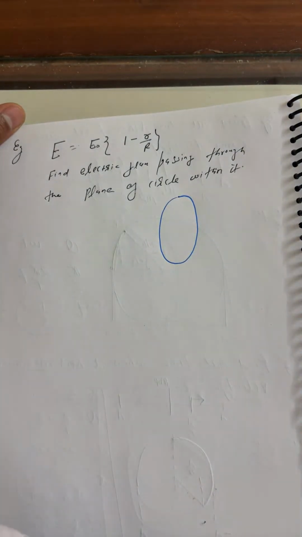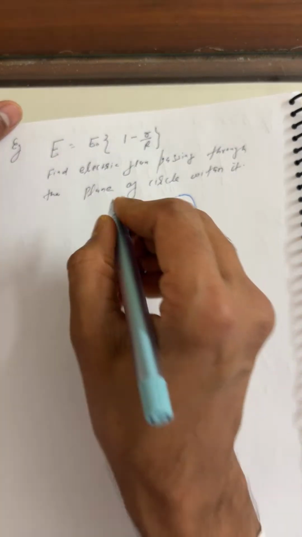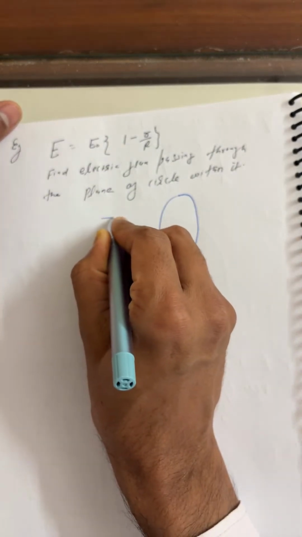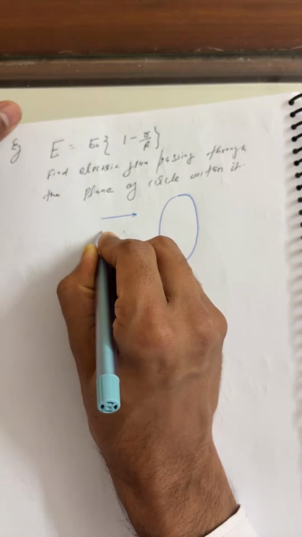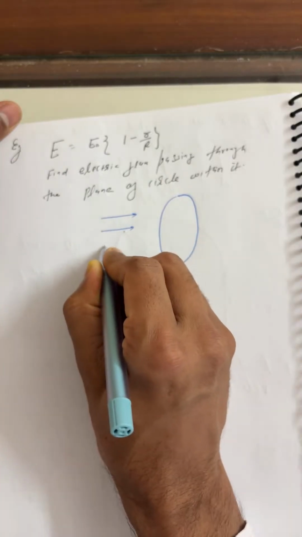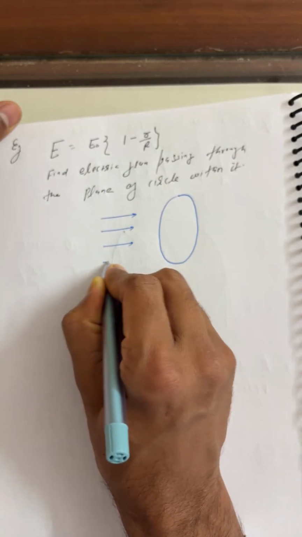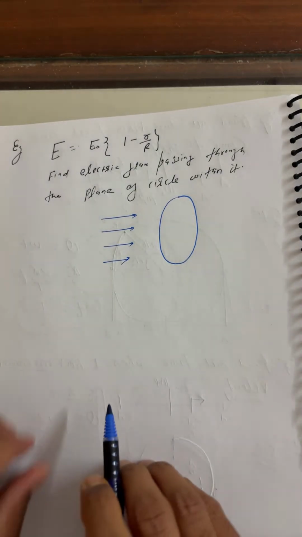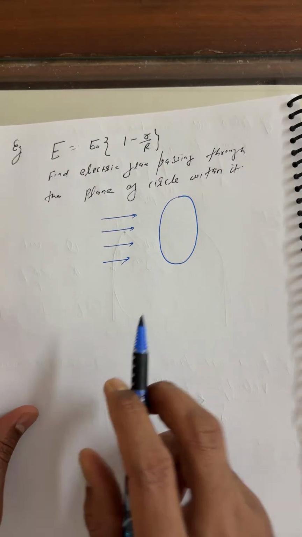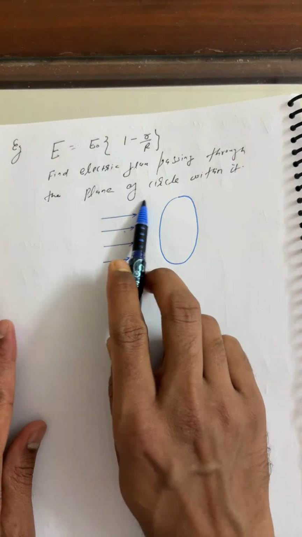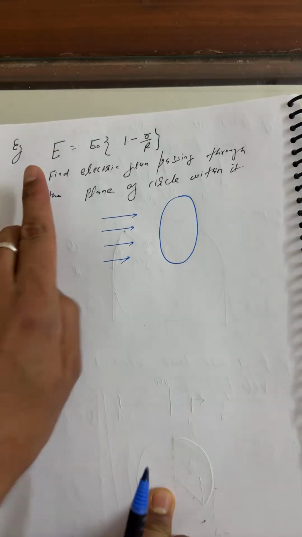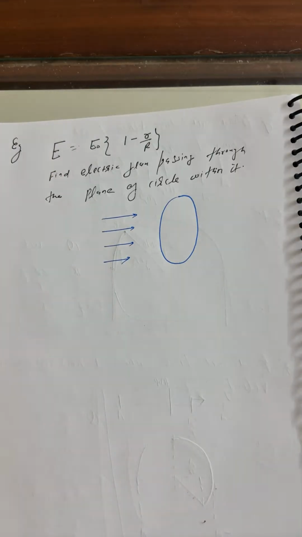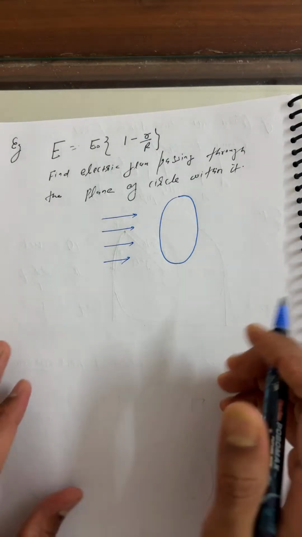Now students, you can take into consideration electric field lines coming like this. So this is the direction of electric field line. What we wish to find is the electric flux passing through the plane of a circle within it. So the electric field is not constant here. My dear, the electric field is variable.